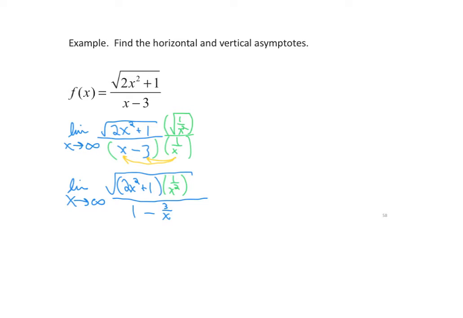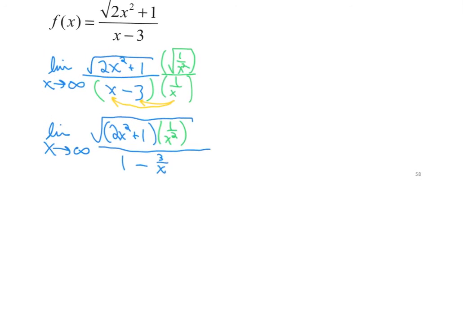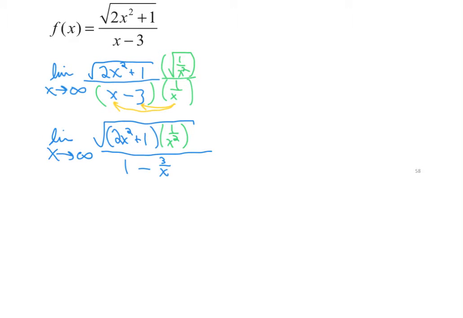Okay, so continuing with this, I'm going to have the limit as x approaches infinity of, well, now I'm just multiplying on the inside here. So I'll make sure to distribute to each term, and I will have on the numerator square root of 2 plus 1 over x squared, and that'll all be over 1 minus 3 over x.